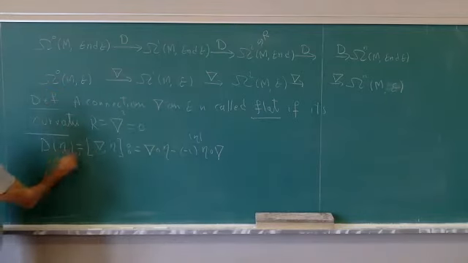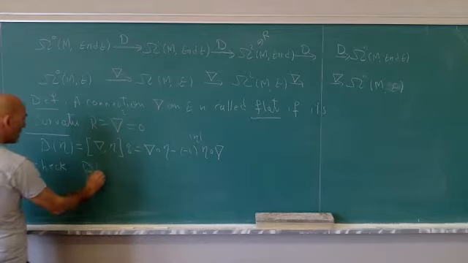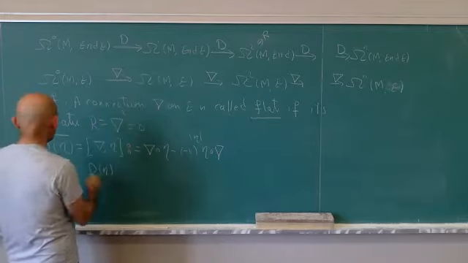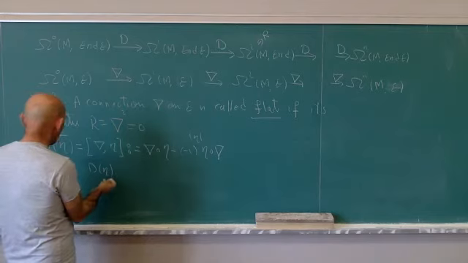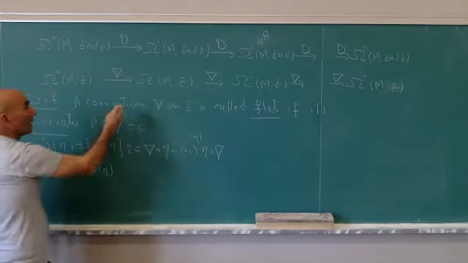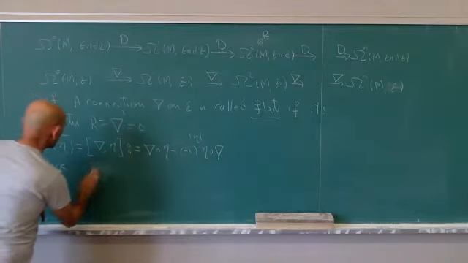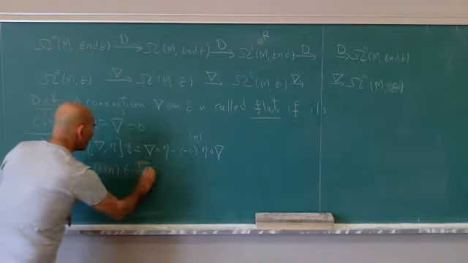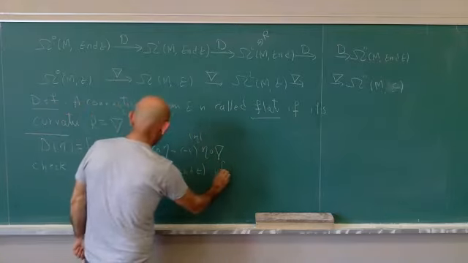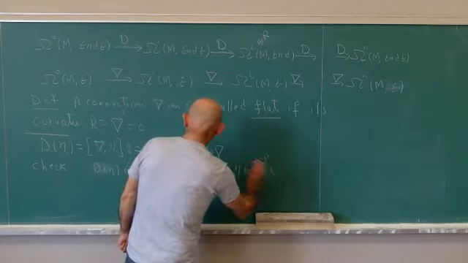Now you have to check that this D of eta is really in the right spot. In other words, we have to check that this operation sends, we have to check that D of eta belongs to omega p plus 1 of M, End of E, if eta belongs to omega p of M, End of E.